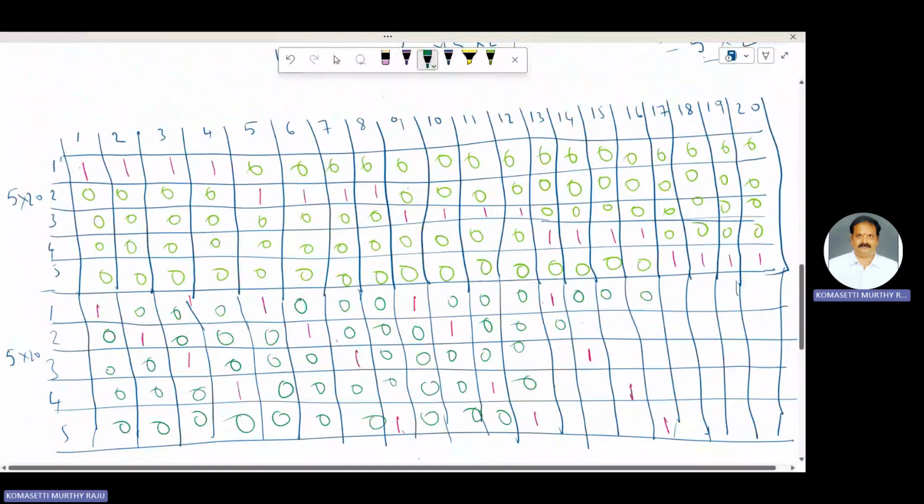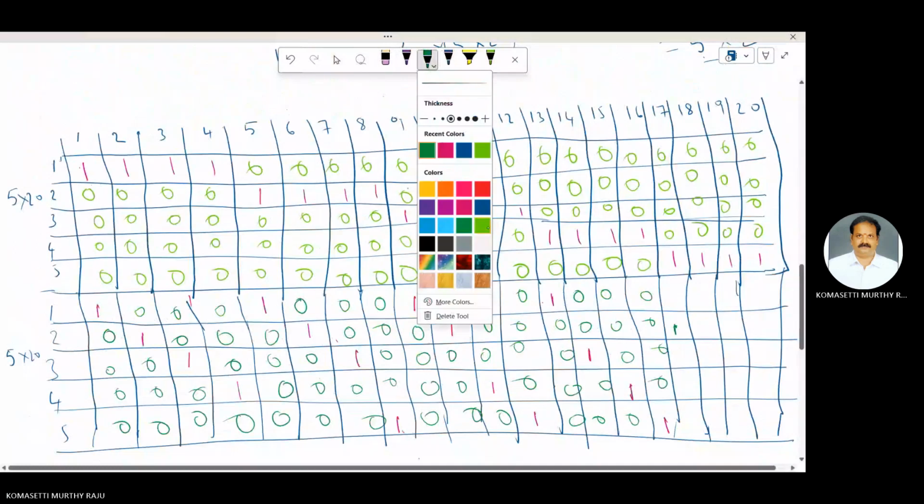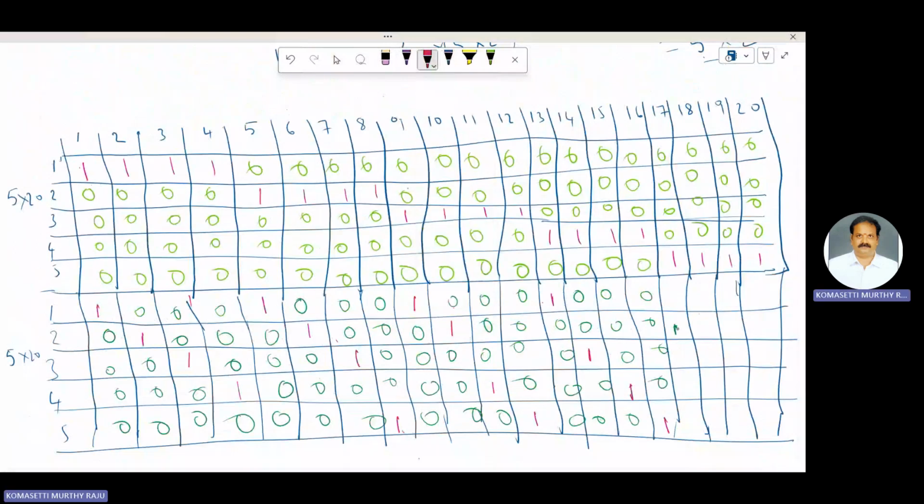Up to this one. For the last one, the 5th column here: 1, 2, 3. You have to maintain column weight is 4. Put 1 here.